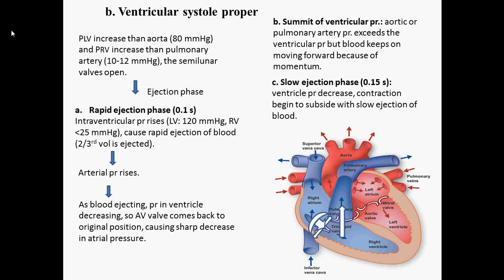Here the ventricle pressure declines, contraction begins to subside, just slow ejection, or you can say the last volume of the blood is ejected out. Okay, so the contraction declines, the pressure declines, and the speed or flow of the blood toward the arteries also declines. That is the slow ejection of the blood.